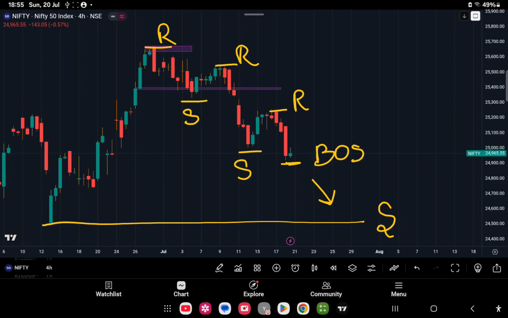If this breaks, then a lot of changes you can see. Also buying side, market goes like this. So this is the structured price action.